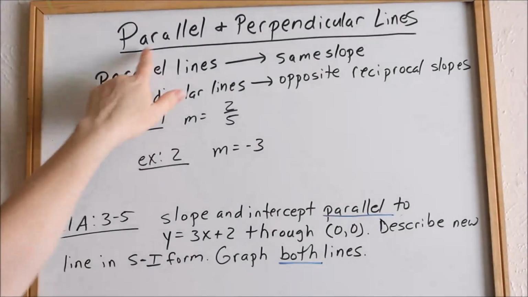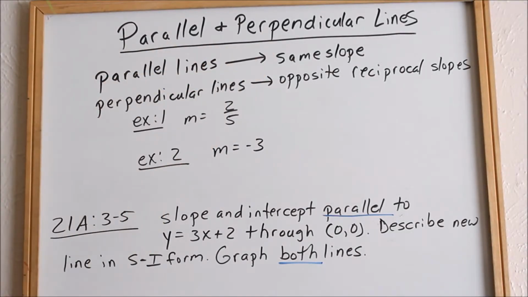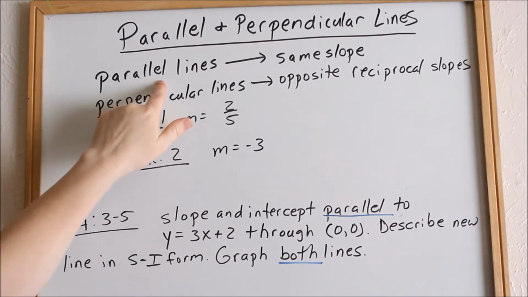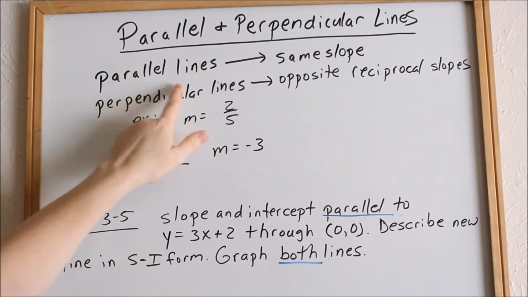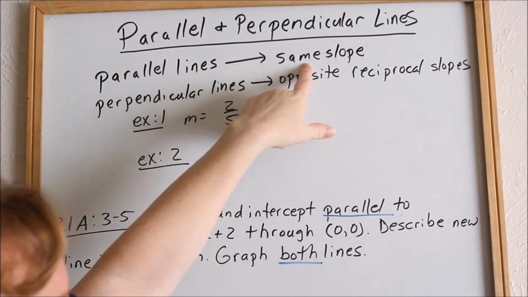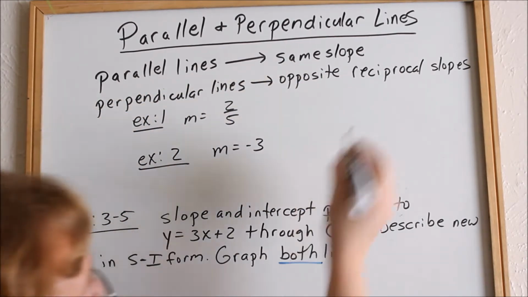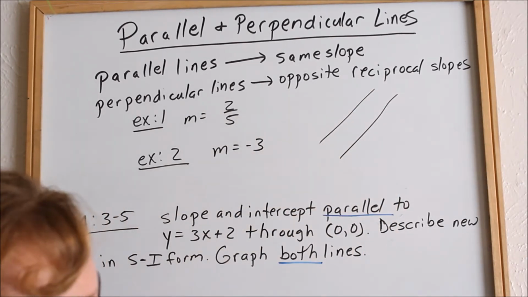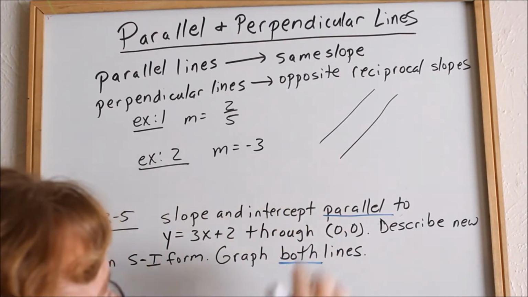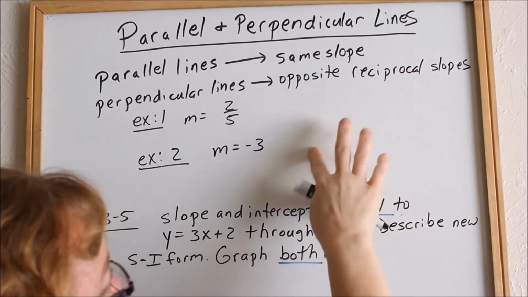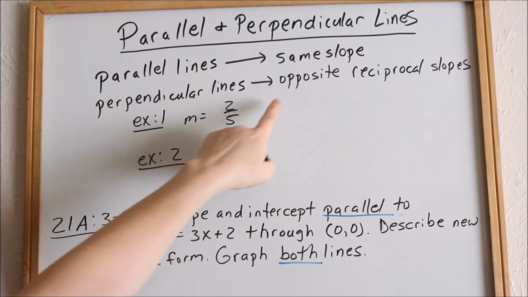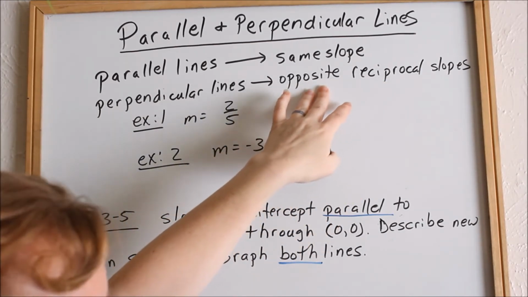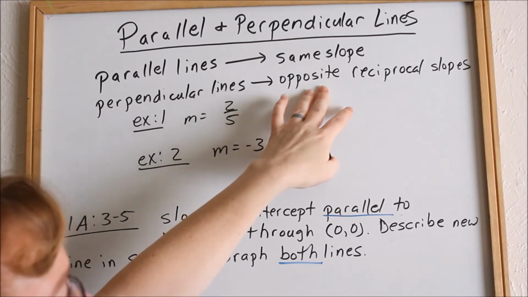We're doing parallel and perpendicular lines. One thing as a reminder, again, this is a review from Algebra, but in case you don't remember, parallel lines have the same slope. That would make sense because these lines are parallel. Well, if I drew them perfectly, they have the same slope. So parallel lines have the same slope. Perpendicular lines have opposite reciprocal slopes. These are the words I like to use personally, opposite reciprocal.